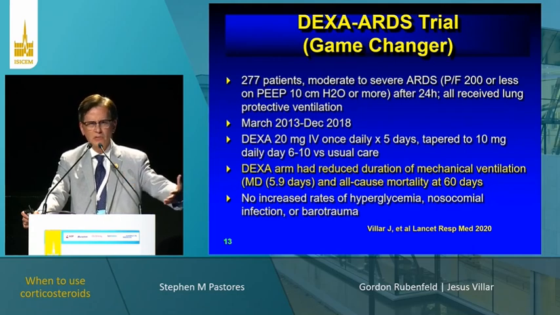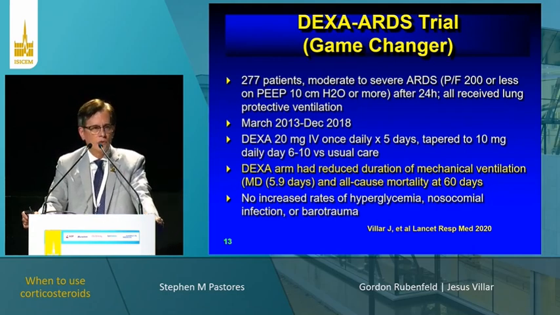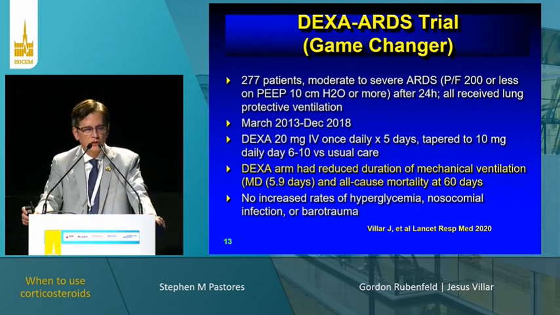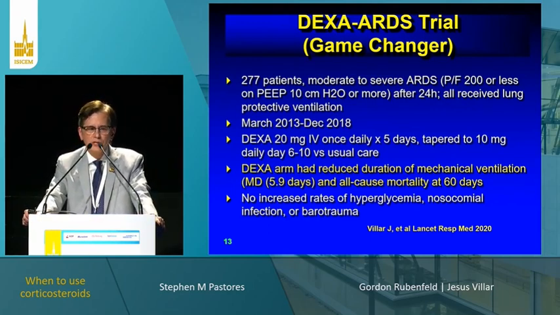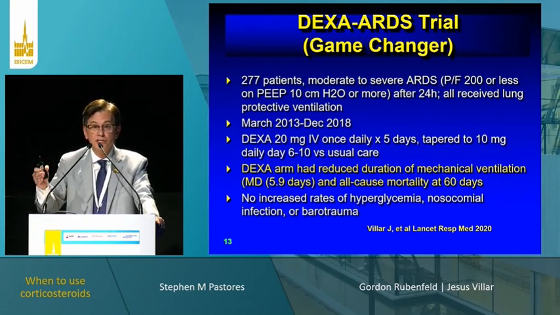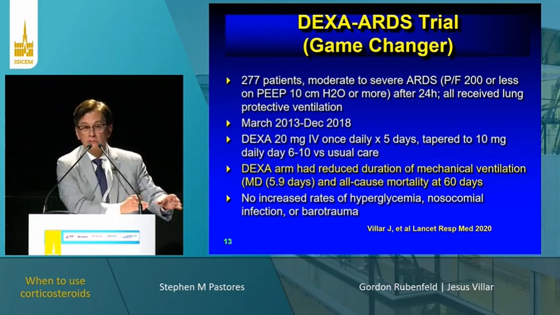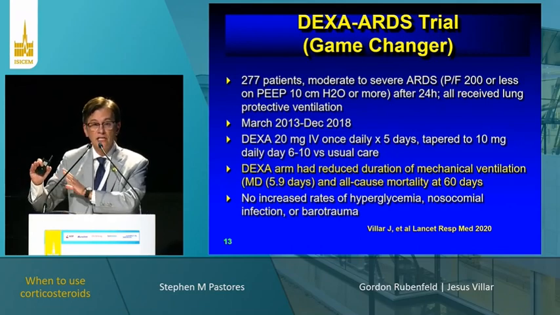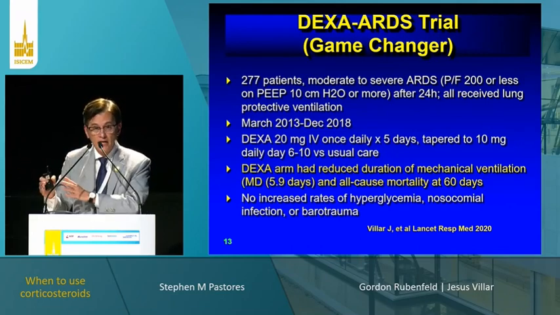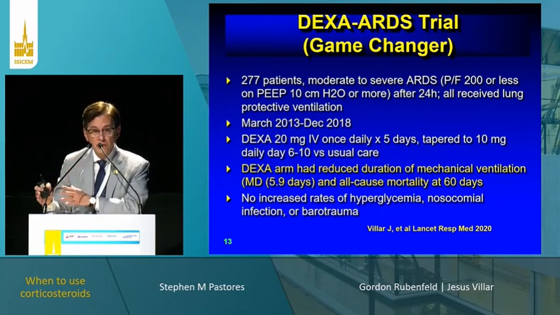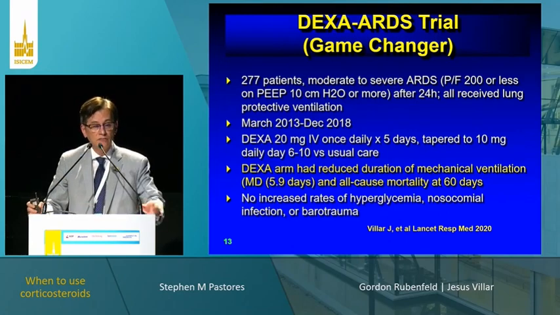And this came out about 2 months or so before we all got hit in New York with the bad COVID pandemic. In the DEXA-ARDS study, they studied 277 patients. The study took 6 years to complete. They studied patients with moderate to severe ARDS, PF 200 or less, on PEEP of 10 after 24 hours. So they actually enriched the population by excluding those that rapidly resolved their respiratory failure, maybe got off the ventilator. Those were not the patients here. These were patients that were intubated, mechanically ventilated, PF less than 200, PEEP of 10, and persisting beyond 24 hours.